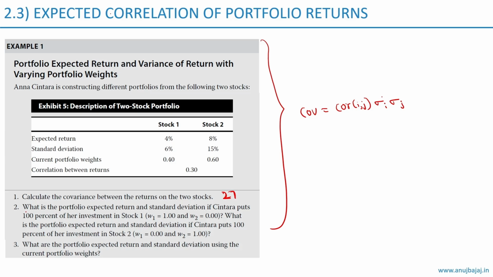The answer to question number 2 is, if Sintara puts 100% of her investment in stock 1, then the portfolio's expected return and standard deviation will be the same as stock 1's expected return and standard deviation. If she puts 100% of her investment in stock 2, then the portfolio's expected return and standard deviation will be the same as stock 2's. Now the answer to question 3 is, the variance comes out to be 99.72% squared, and the standard deviation is the square root of this value.